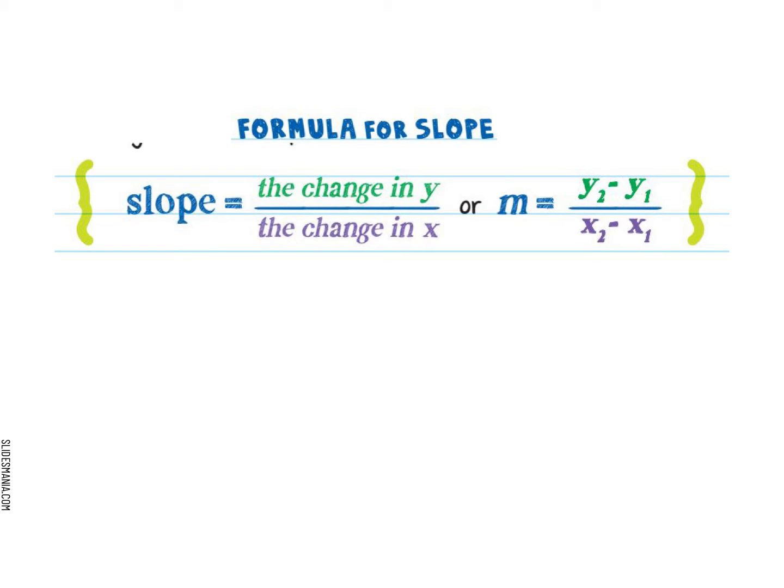When we are given 2 points, we can use the formula for slope that is y2 minus y1 over x2 minus x1. Notice the variable m. We always use the variable m to represent our slope. So now we're going to practice finding slope of 2 points, given 2 points on a line.